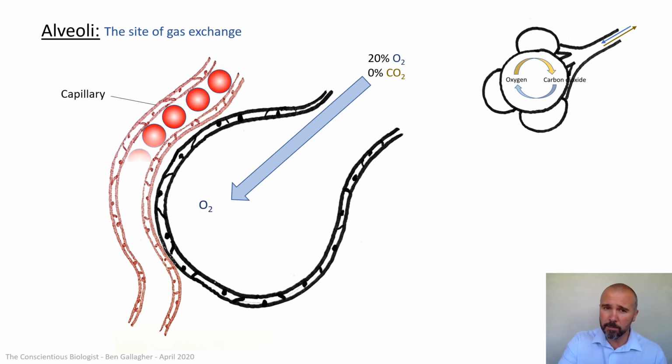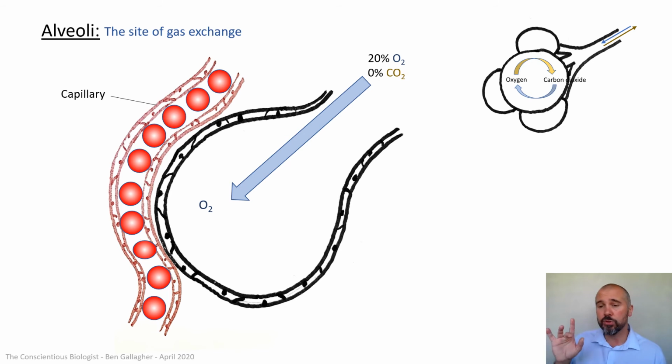Now, of course, in the capillaries, you've got red blood cells, which I've put on there now. Now, note how small the capillary in the alveoli must be. The red blood cells have to travel through in single file. That's how small they are.